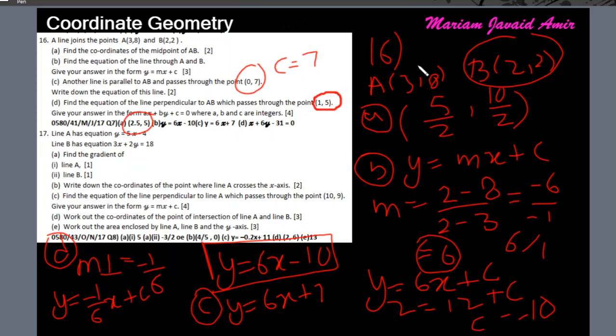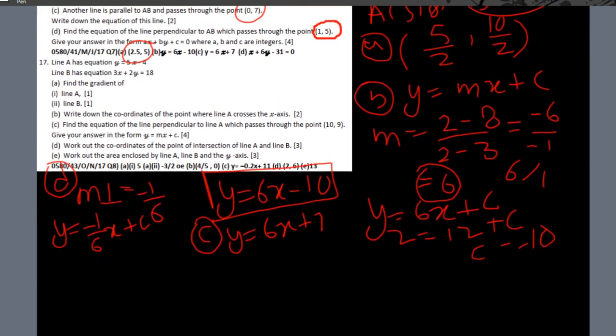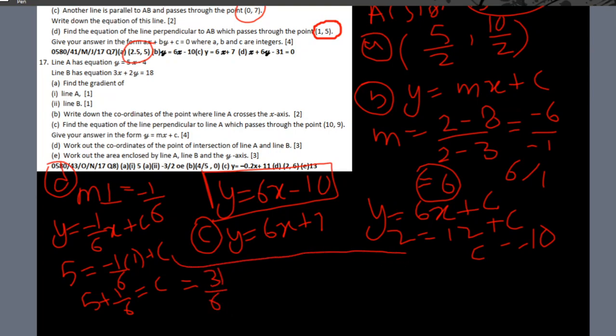So substitute 5 and 1 here, and let's see what we get. So 5 equals minus 1 over 6 times 1 plus c. So 5 plus 1 over 6 equals c, which becomes 31 over 6. So my equation for part D is y equals mx plus c. Now the question says to give the answer in the form ax plus by plus c.